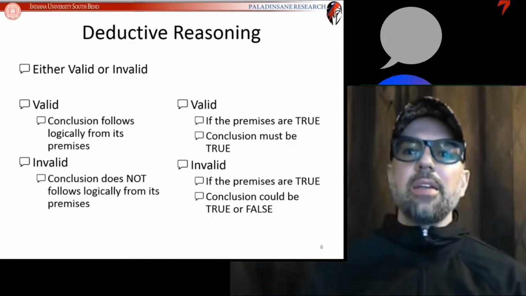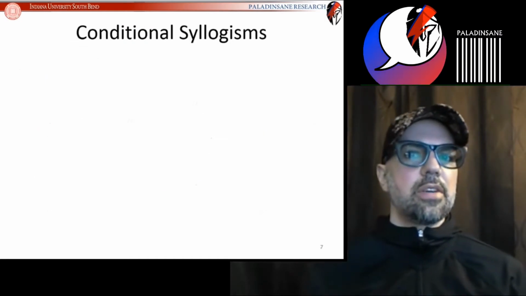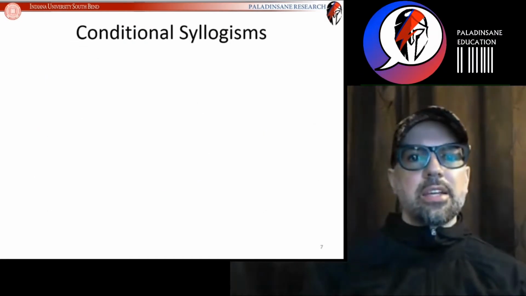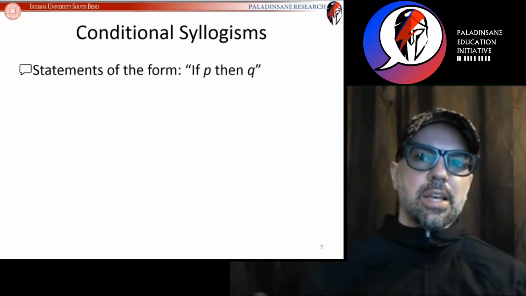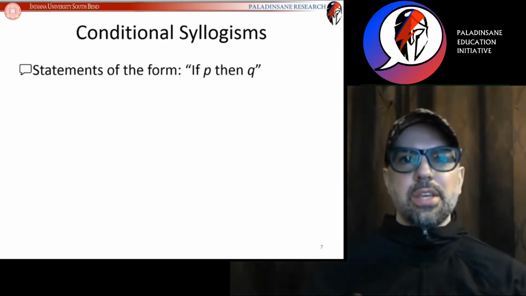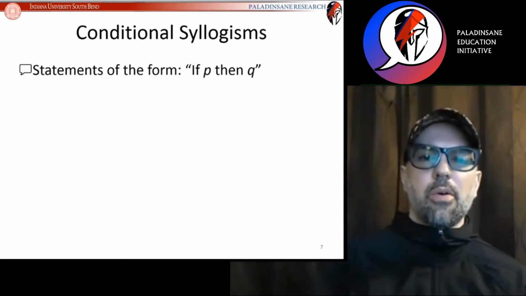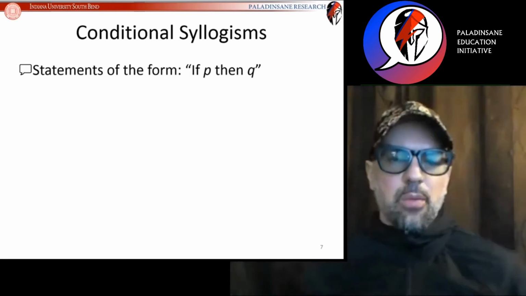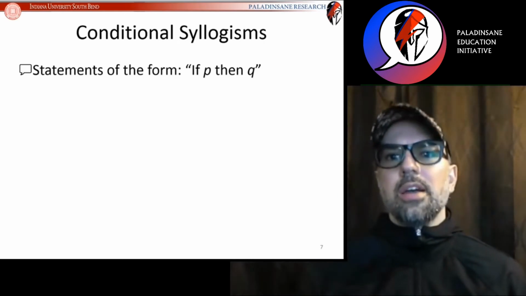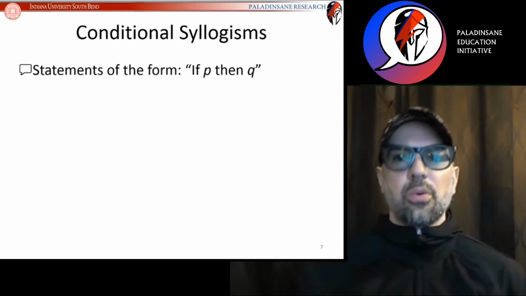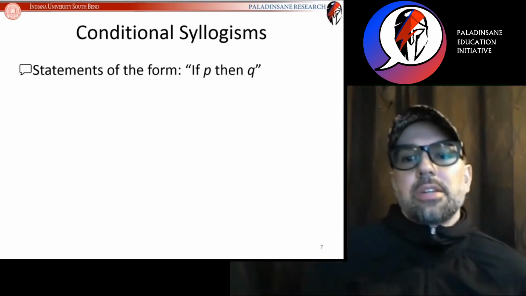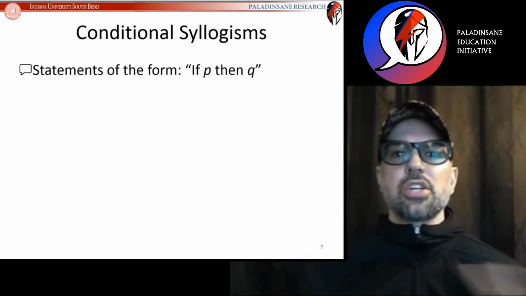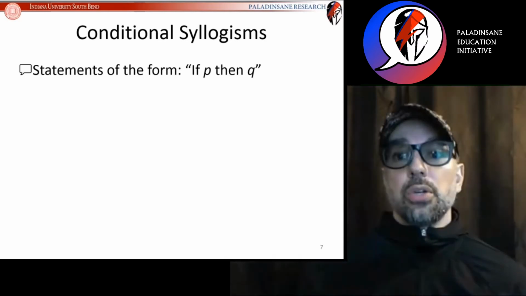And then we applied this to our analysis of conditional syllogisms. Conditional syllogisms are arguments that use statements of the form, if P then Q. So these are statements and ways of reasoning that we use all the time to try to explain the world, to try to explain cause and effect, to try to explain the relationship between two different things.